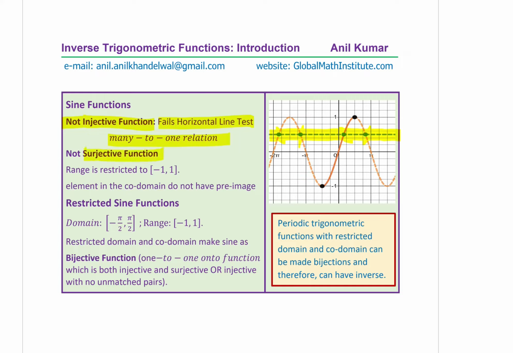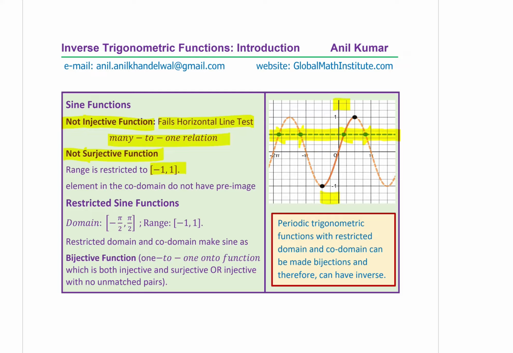Second definition is surjective functions. Now in a surjective function, every element in the codomain should have a preimage. But in the sine function, the codomain, rather the range, is only restricted to -1 and 1. So all those other elements do not have any preimage. So the sine function is not a surjective function. Well, with these two, it can never be a bijective function, right? Since you know, bijective functions are the ones which are both injective and surjective.